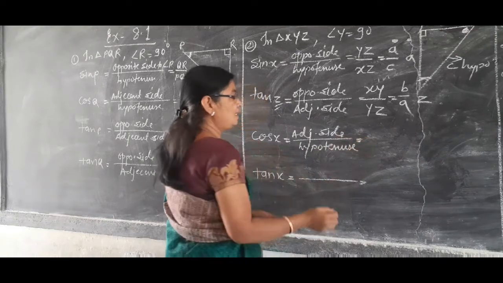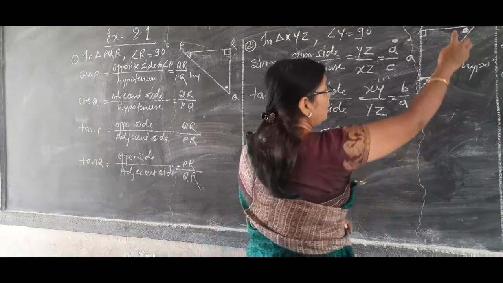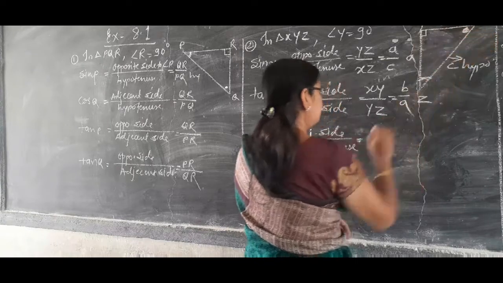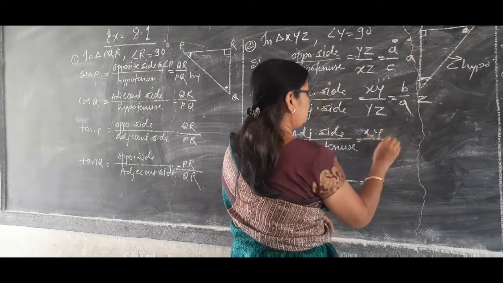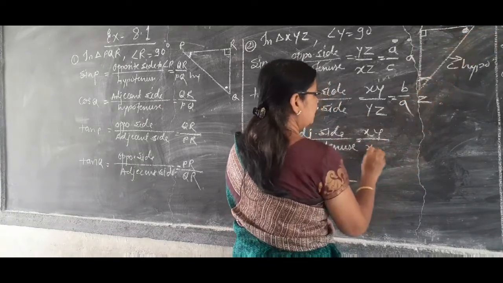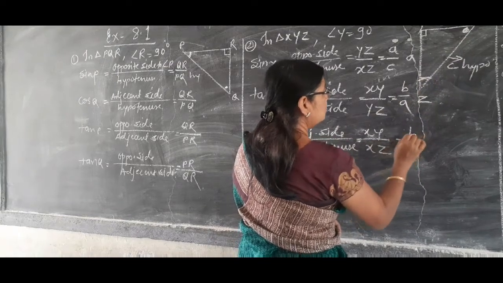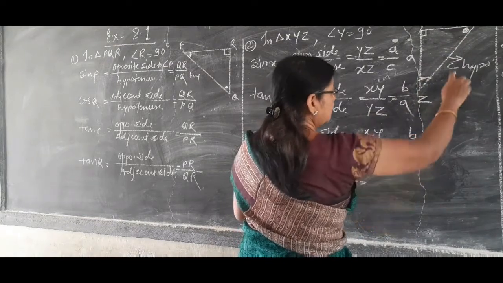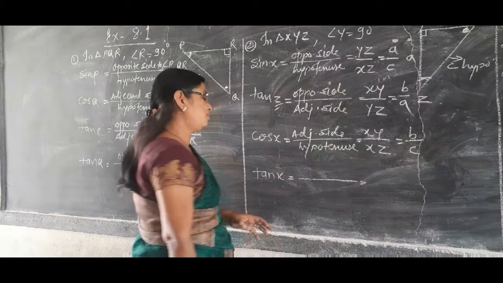Now which is the adjacent side for x? For x, the adjacent side is XY. And which is the hypotenuse? XZ. Now XY is B and the hypotenuse is C. So you have to put B upon C.